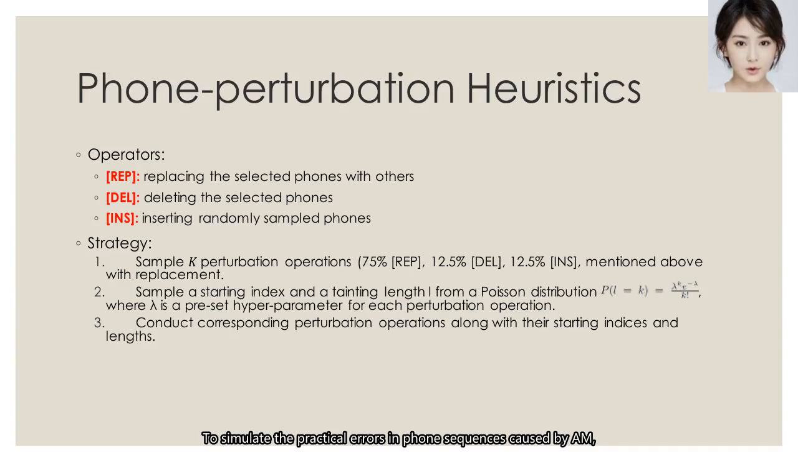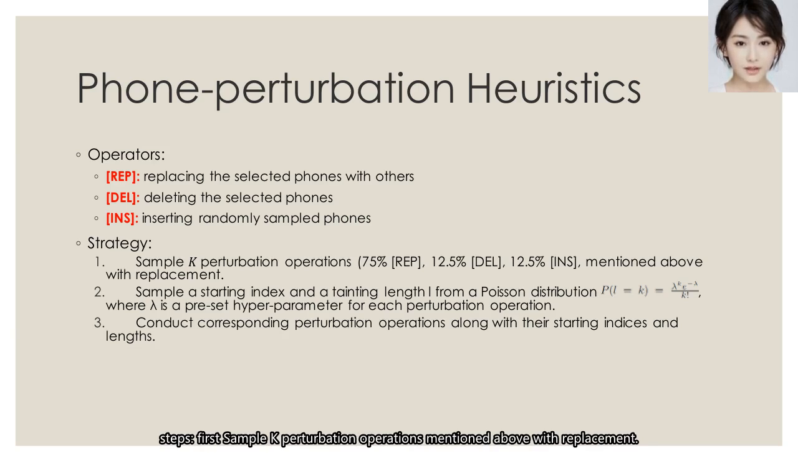To simulate the practical errors in phone sequences caused by AM, we design empirical phone perturbation heuristics consisting of 3 operations on clean phone sequences, i.e., RE replacing the selected phones with others, DEL deleting the selected phones, and INS inserting randomly sampled phones. The heuristics work on each phone sequence as shown in the following steps.